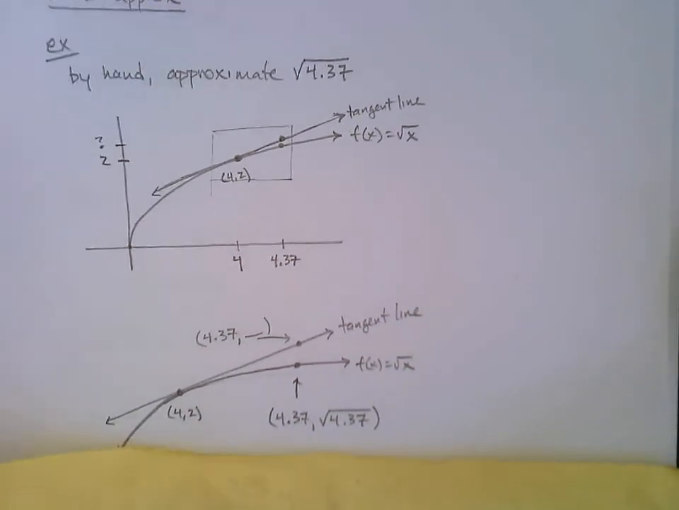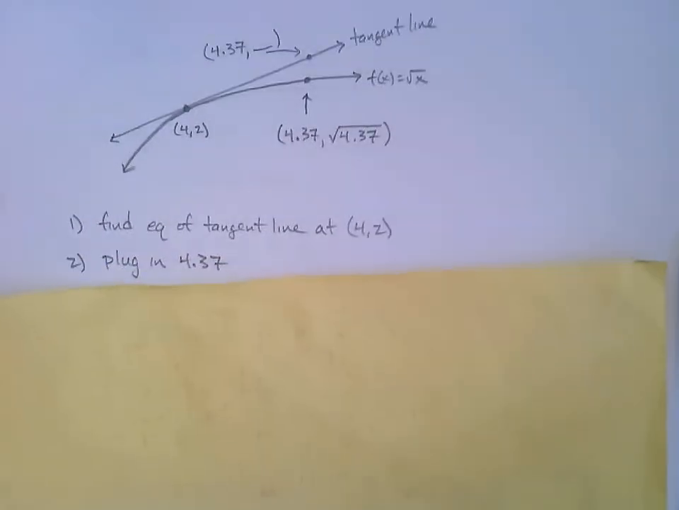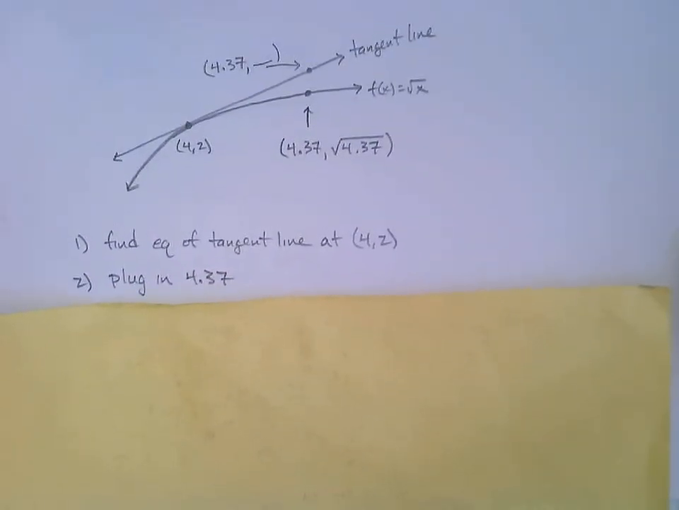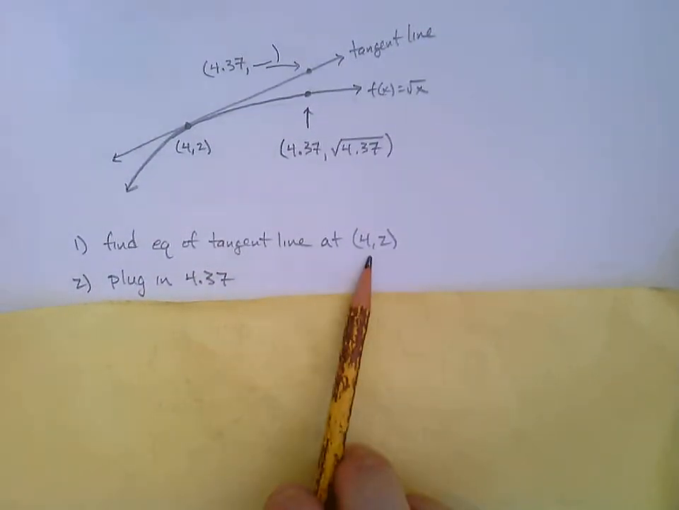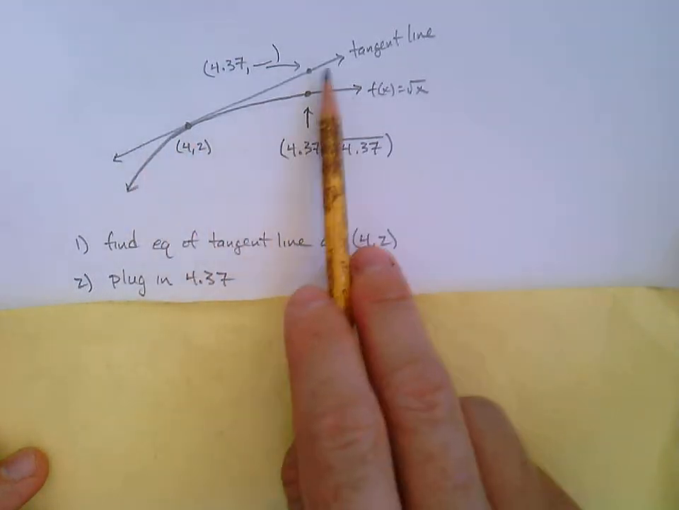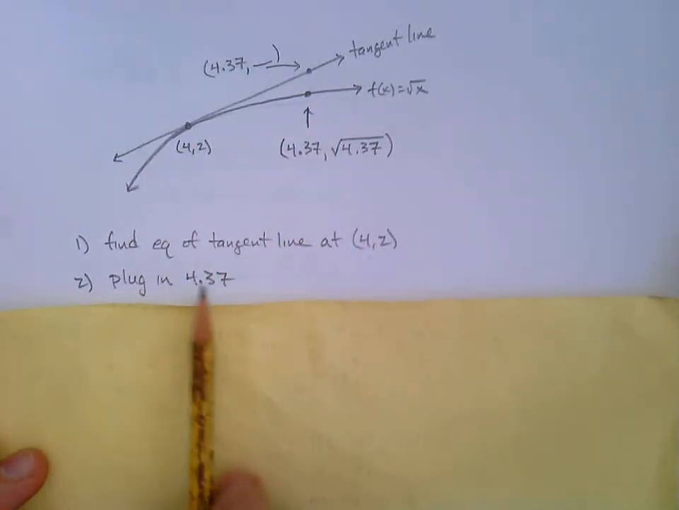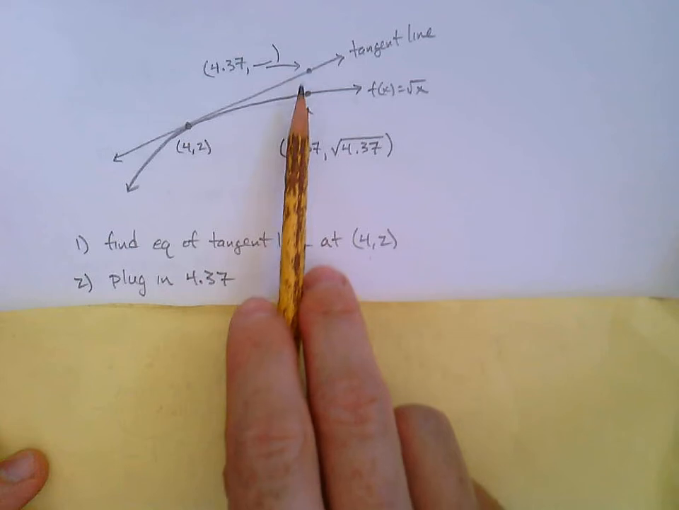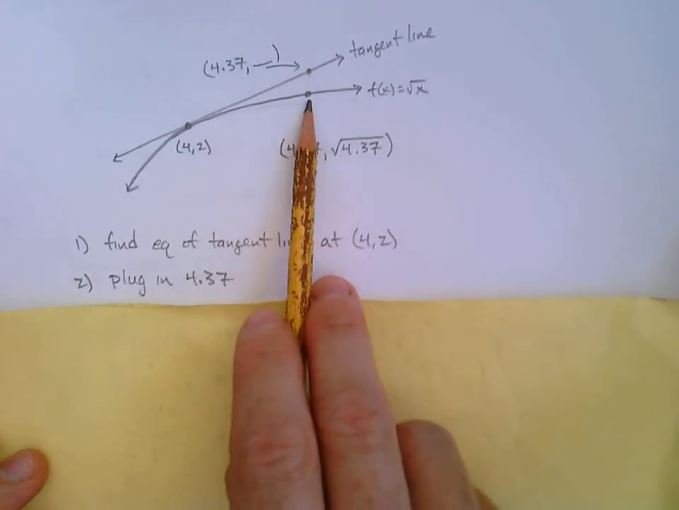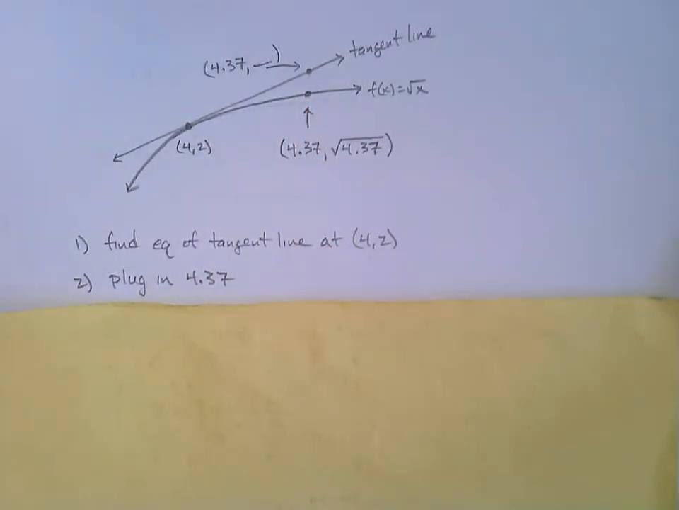I'm going to write it out right here. Two steps to this. We're going to find the equation of the tangent line at the point (4, 2). Then all we got to do is plug in 4.37. We'll get the y value right there on the tangent line. That's going to be our approximation. Okay, so let's go for it.